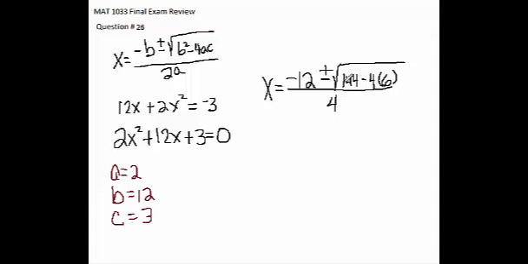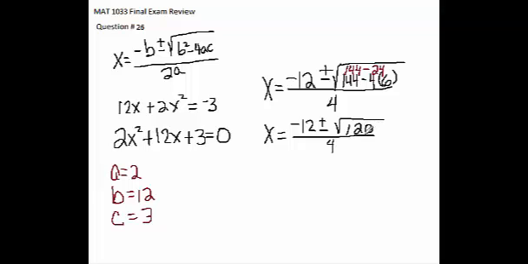Then all we have to do is simplify the radical and then reduce if possible. Okay, so I've got x is equal to negative 12 plus or minus the square root of 144 minus 24, which is 120, and that's all over 4. Now, we do have two solutions. They're not in simplest form.